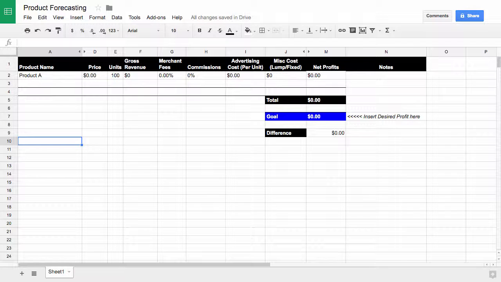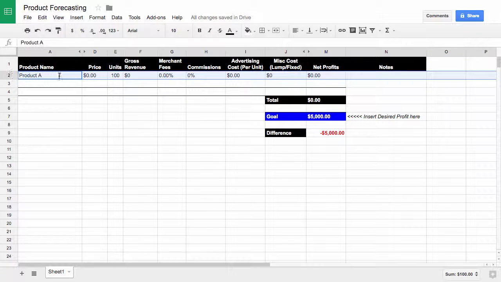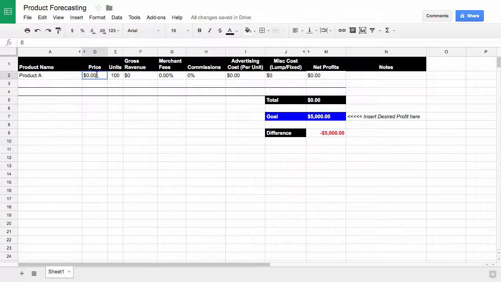So I built this little spreadsheet to help you project and make decisions based on where you want to be. And let's just say for right now, your goal is 1 month after selling your product, you would like to net $5,000. Okay, so this is our goal, so we put in 5,000 here. And let's just say you were going to do this with one product that you were going to create. And then we actually just start filling this out.